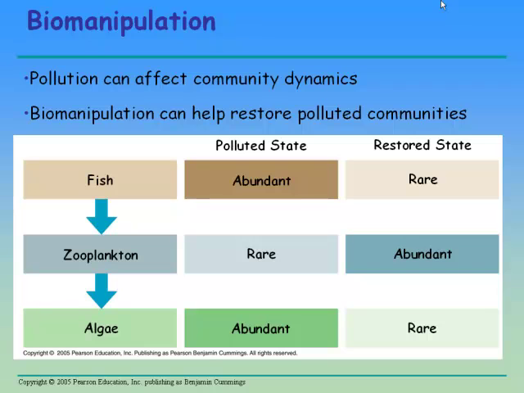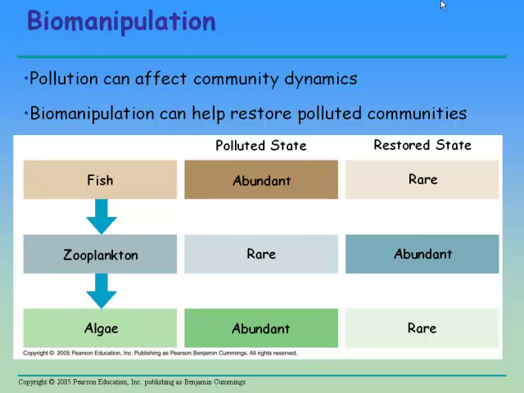Biomanipulation attempts to prevent algal blooms. So the top-down model has practical applications. For example, ecologists have applied the top-down model to improve water quality in polluted lakes. This approach is called biomanipulation, and it can affect community dynamics.